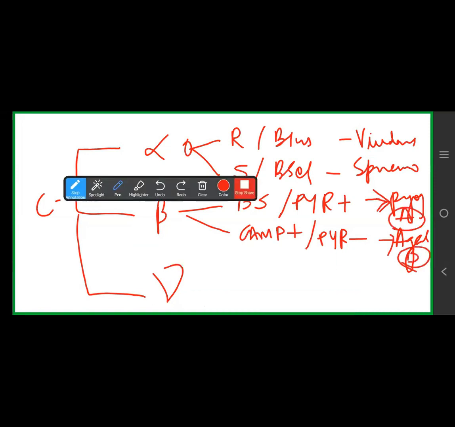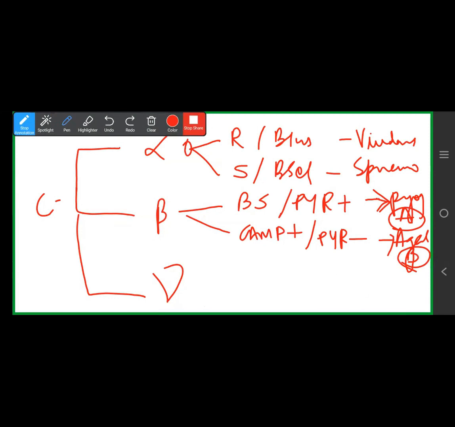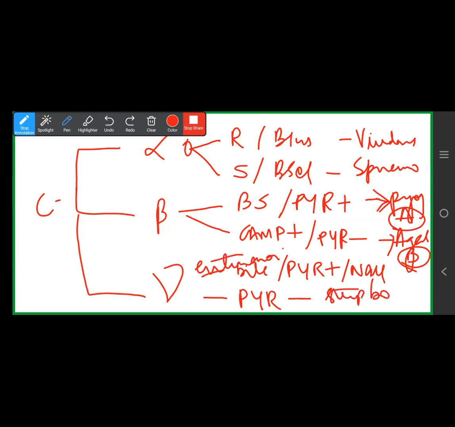Next is gamma hemolytic. You have to check whether it is growing in the bile, whether it is PYR positive, and whether it is growing in 6.5% NaCl. One more category is that it's not growing in the bile or the NaCl, plus the organism is PYR negative. So this is going to be your enterococci, and this is going to be your Streptococcus bovis.